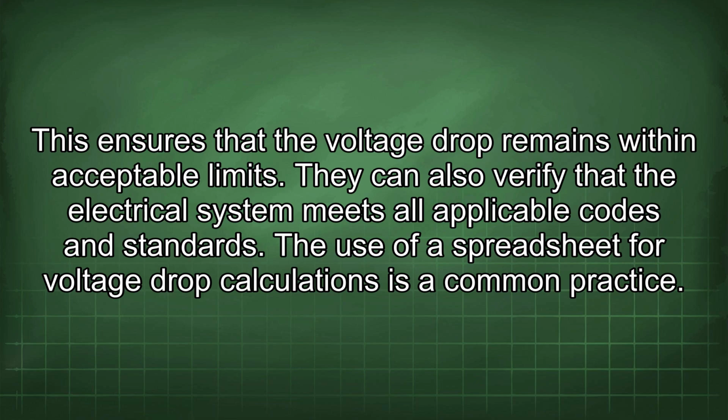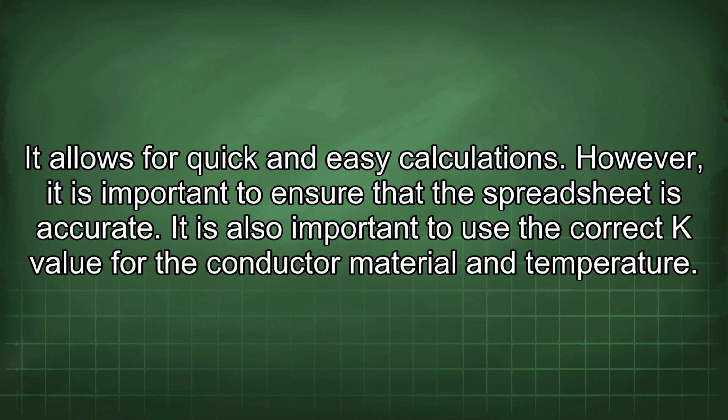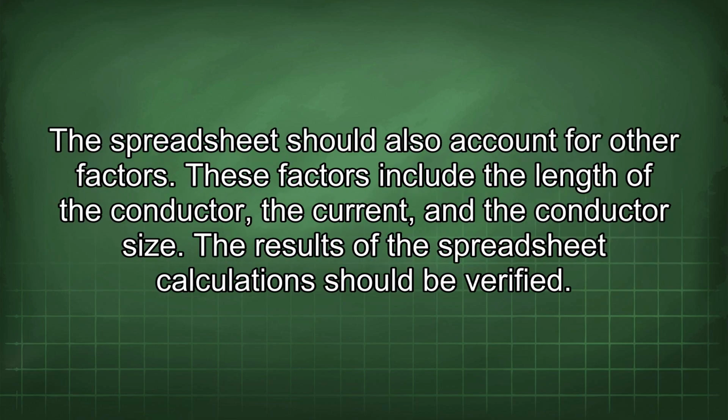The use of a spreadsheet for voltage drop calculations is a common practice. It allows for quick and easy calculations. However, it is important to ensure that the spreadsheet is accurate. It is also important to use the correct K value for the conductor material and temperature. The spreadsheet should also account for other factors. These factors include the length of the conductor, the current, and the conductor size.